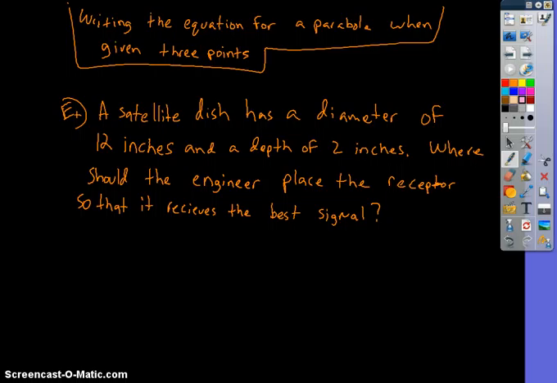So if you think about this, whenever you're given a word problem like this, you want to start off by drawing a picture to represent what's going on. So I'm going to draw a picture of a satellite dish. And this is my satellite dish. And it said that the diameter is 12 inches. So I know this length here is 12 inches. And it said the depth is 2 inches.